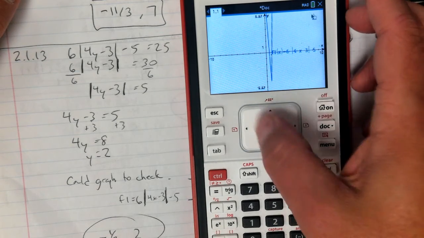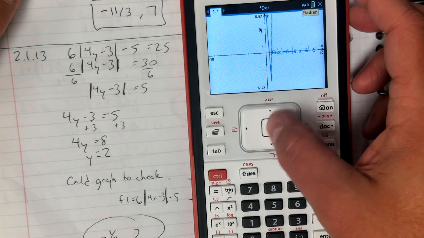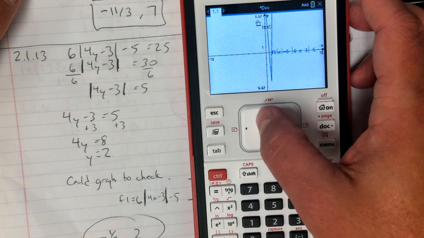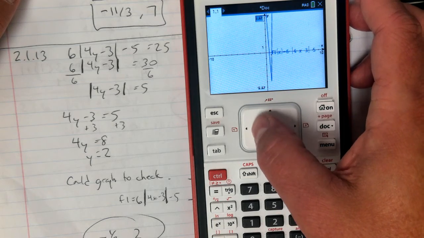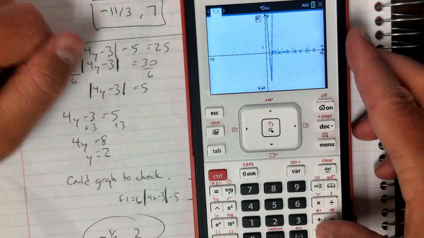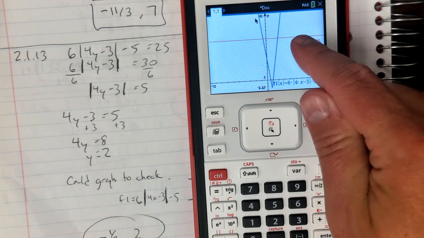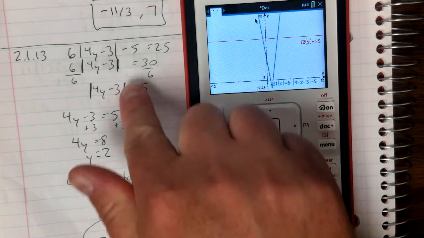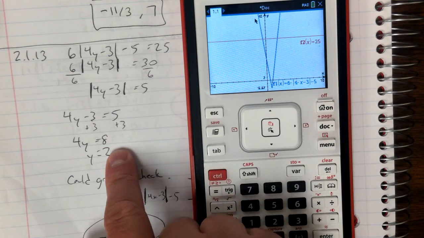So you would then change your y max. I'm going to say 40. And we can see there are 2 answers. To me, the best way is to just do it by hand like we've been doing.